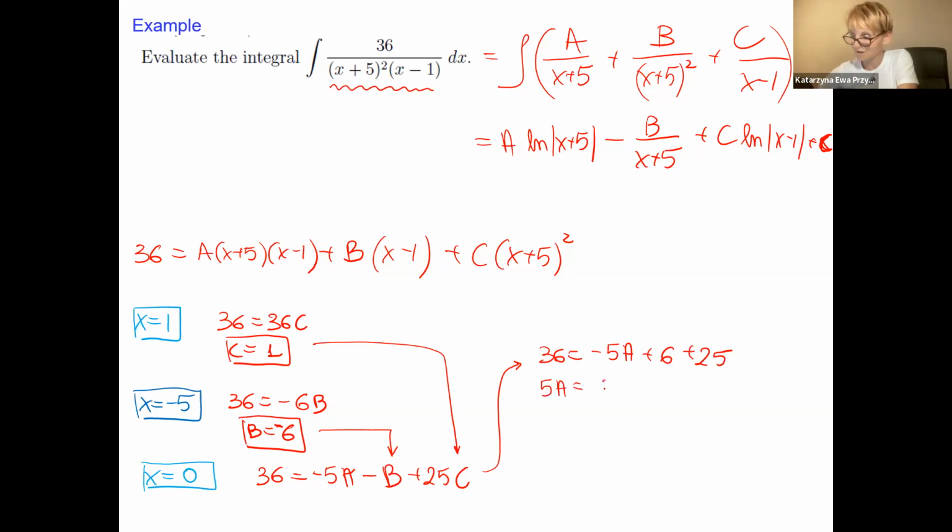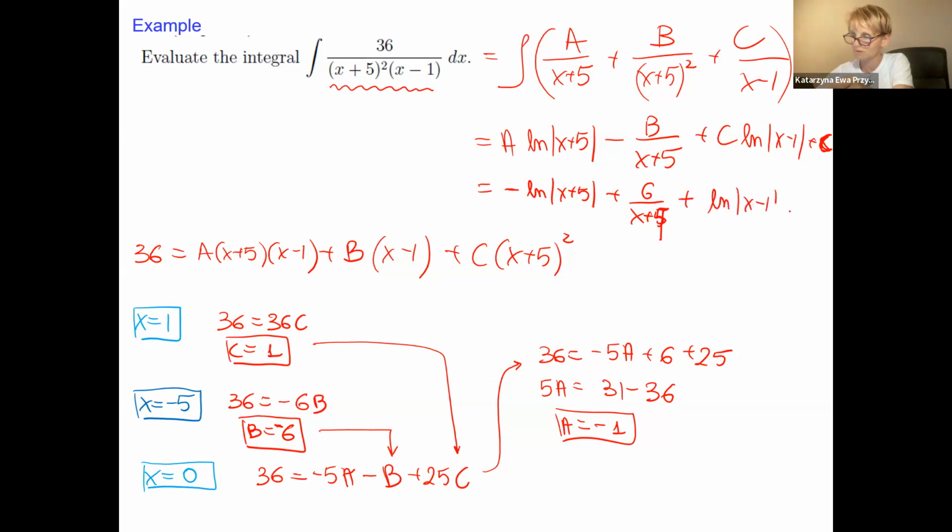5a equals 31 minus 36. Also negative, I was thinking, but please check if I am right. -5 divided by 5 is -1. Okay? And then we can just substitute. This will be negative, and then negative and negative is positive, 5 and then 1 natural log. This is plus 5. Perfect.